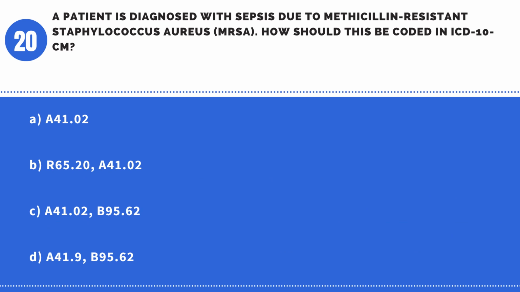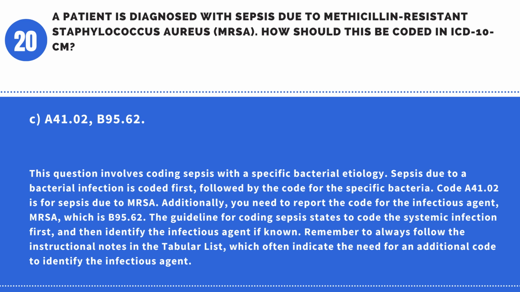Question 20. A patient is diagnosed with sepsis due to methicillin-resistant Staphylococcus aureus, MRSA. How should this be coded in ICD-10-CM? A. A41.02. B. R65.20, A41.02. C. A41.02, B95.62. D. A41.9, B95.62. Answer, C, A41.02, B95.62.